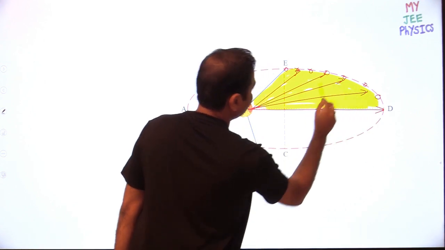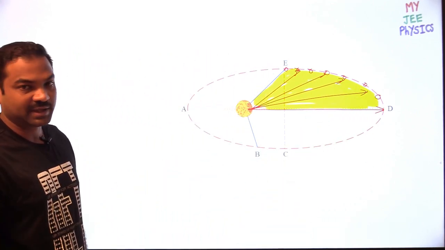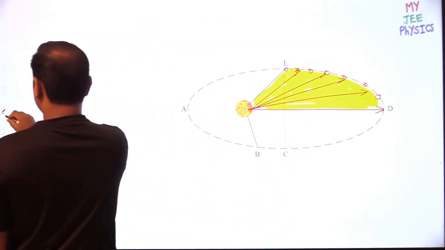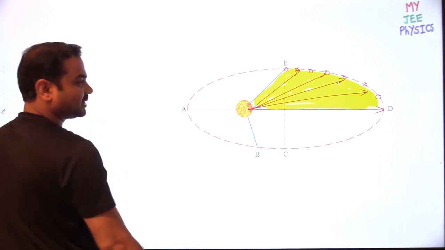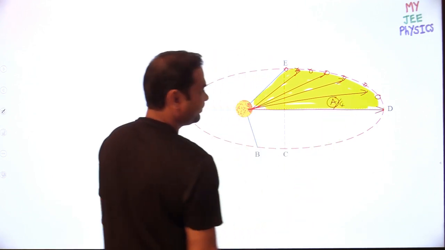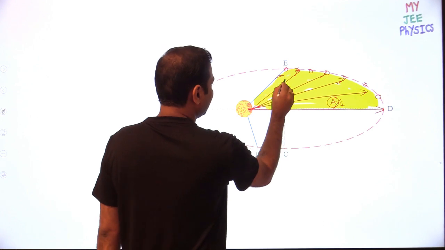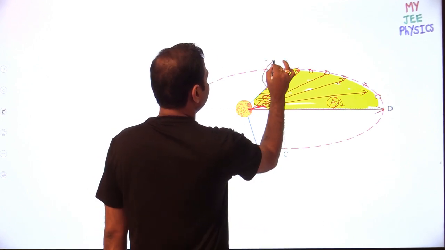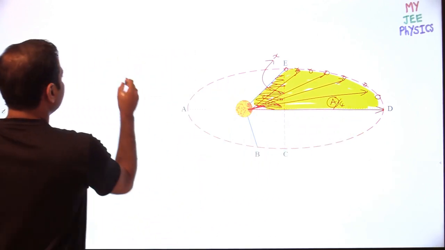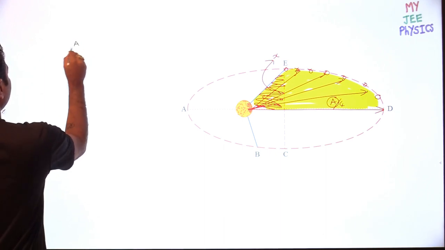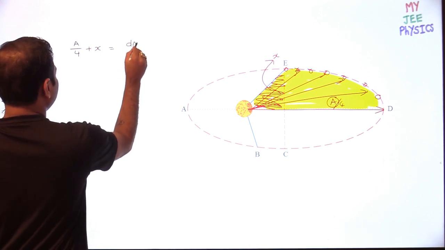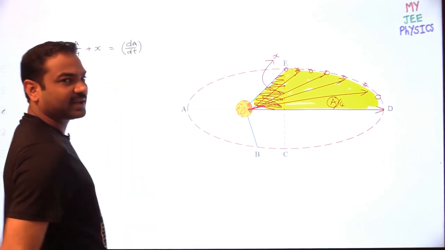So what is this area value? They have already given that the total area of the ellipse is capital A. Then what is the area of this part? This is the logic. I would say this is A by 4, because it is 1/4 of the ellipse, and this particular area I am taking as X. Then the total area swept by the radius vector is A by 4 plus X, and now we can write down that the areal velocity is constant. That is the logic of the question.